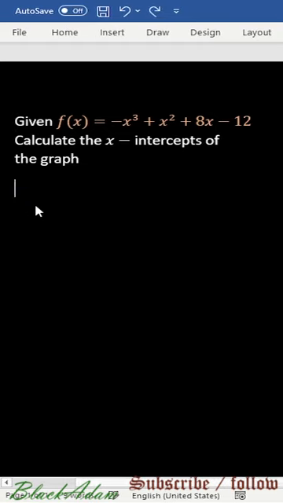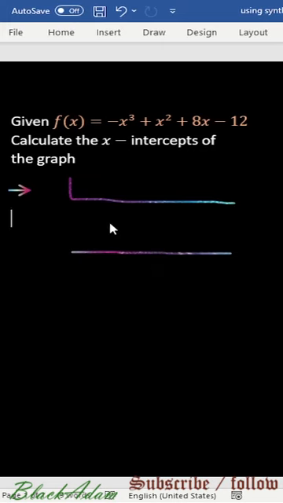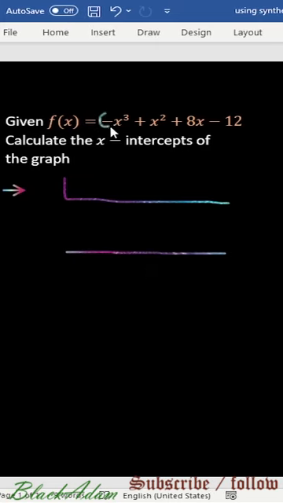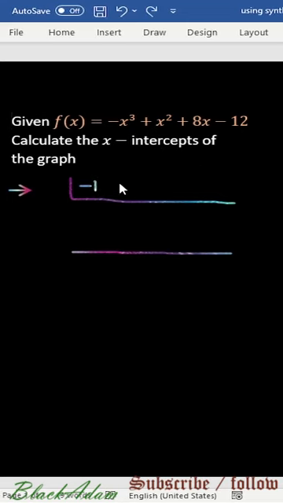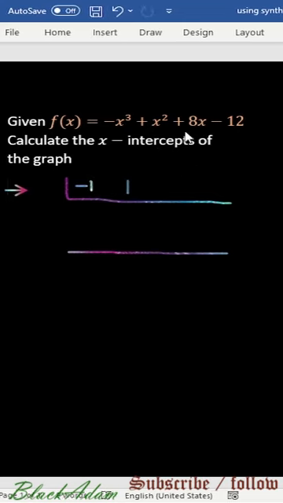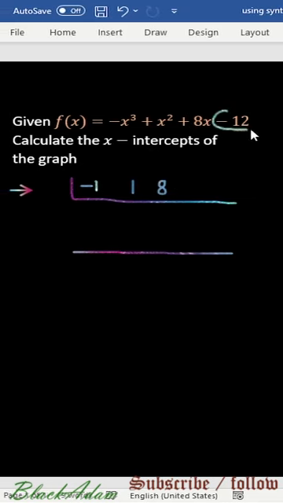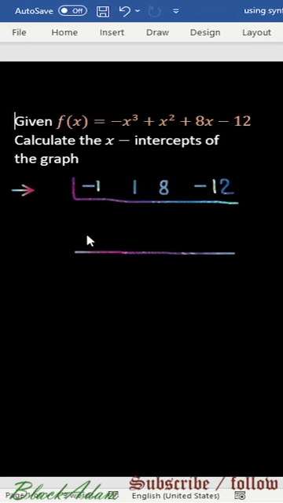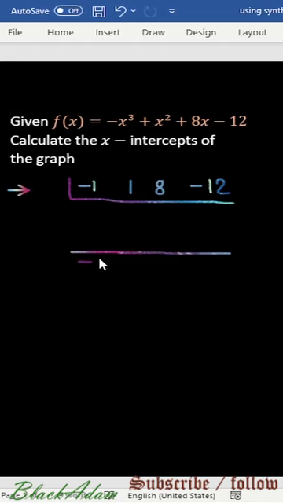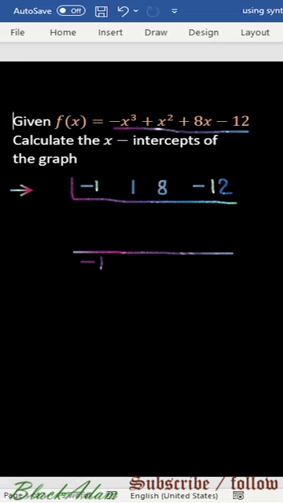So we're trying to find the x-intercepts of the cubic function. We're using synthetic division, so we divide like a normal division, but instead of using the variable x, we're just going to use the coefficient of those terms. So that's -1, that is +1, and that is +8, and then that one there is -12. So that's negative x cubed, positive x squared, positive 8x, and then constant -12.